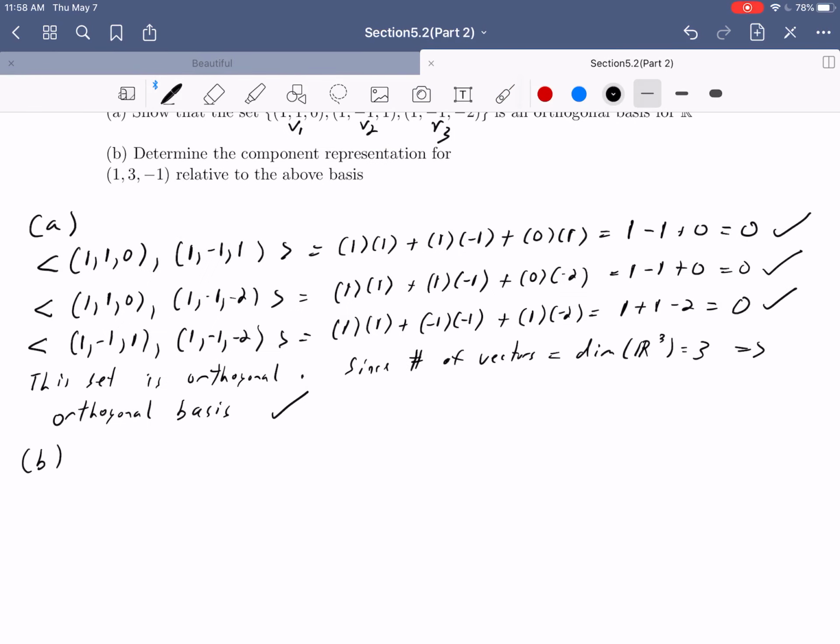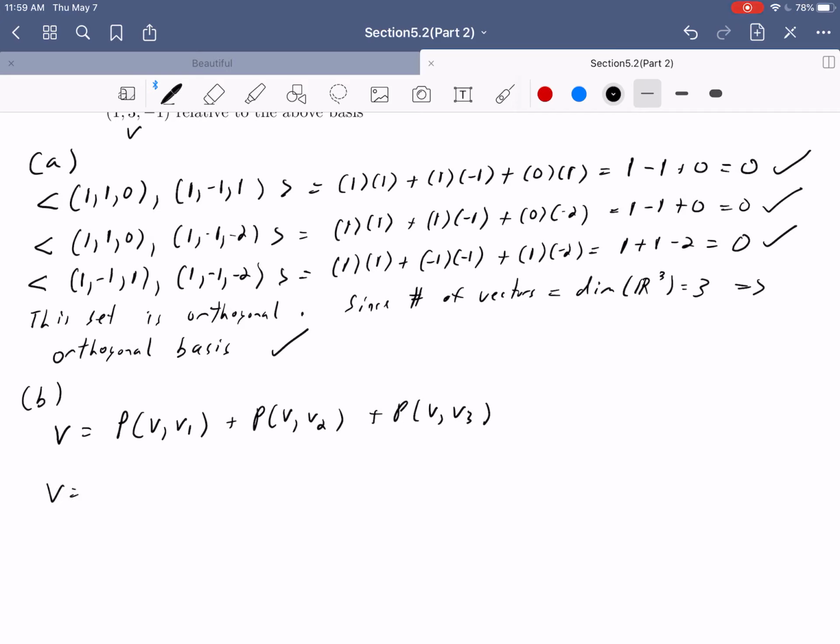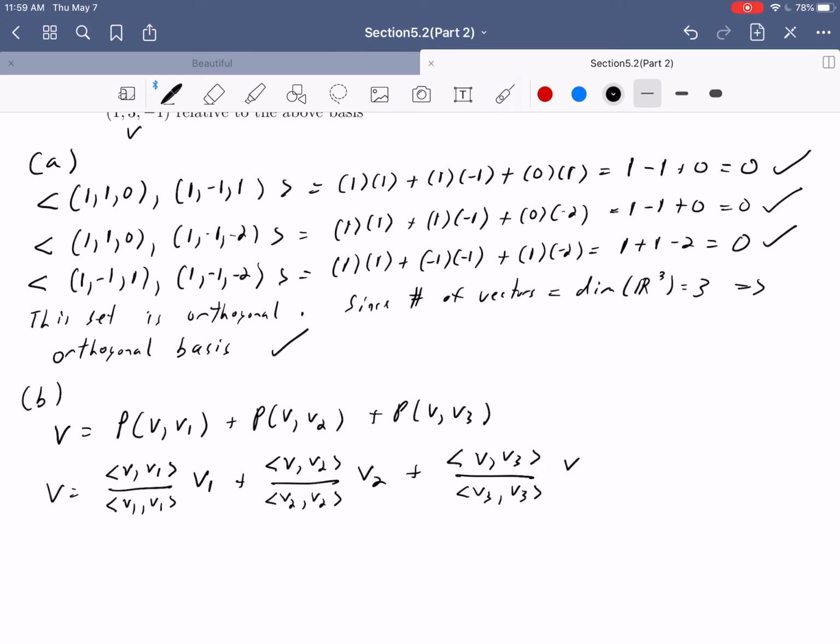So for B, what we just proved from the previous theorem is that V, if we call this guy V here, must be equal to the projection of V onto V1 plus the projection of V onto V2 plus the projection of V onto V3. Which means V must be the inner product of V and V1 over the inner product of V1 with V1, times V1, plus the inner product of V and V2 over V2 with V2, times V2, plus the inner product of V and V3 over V3 with V3, times V3.